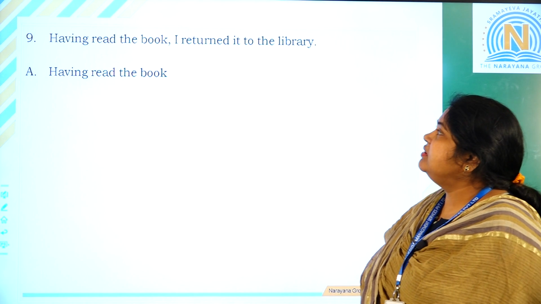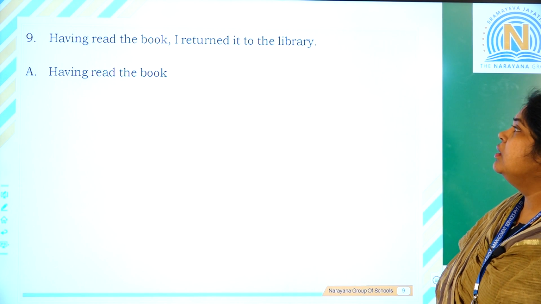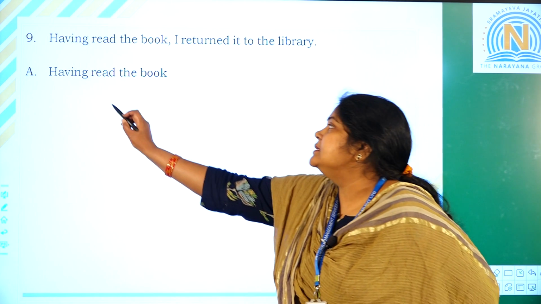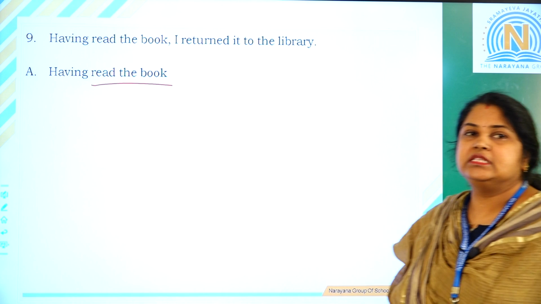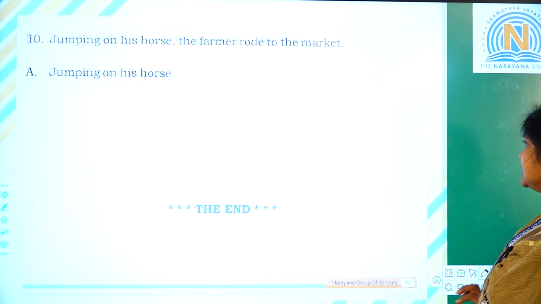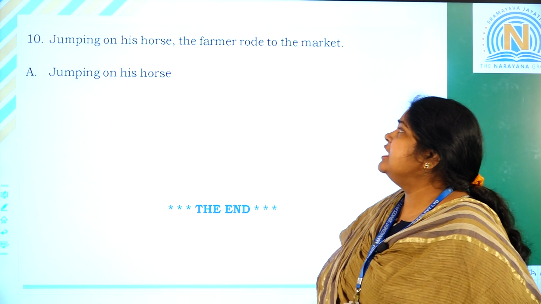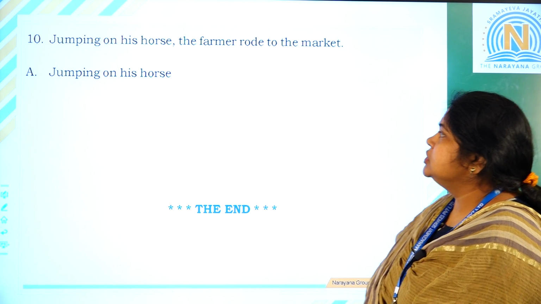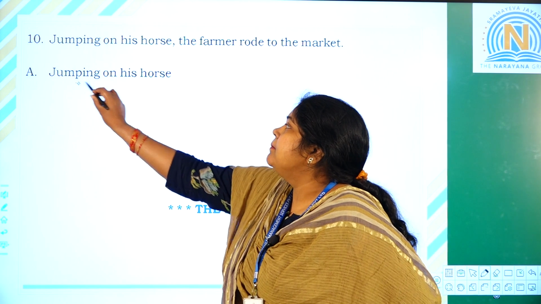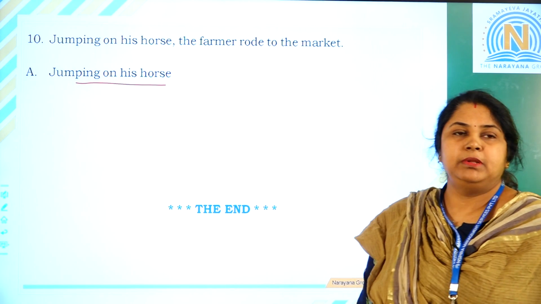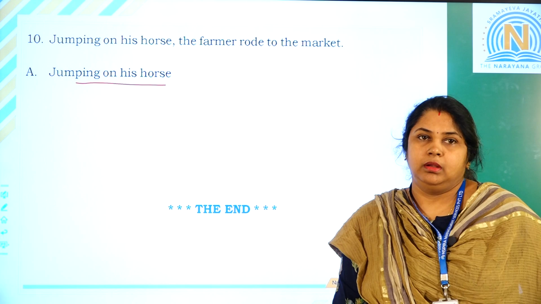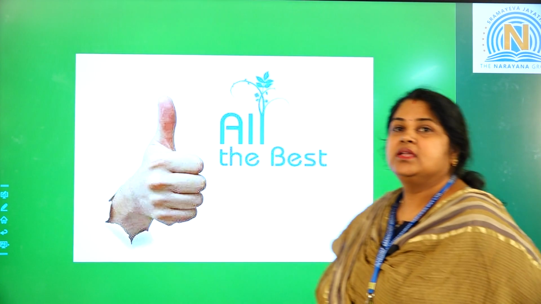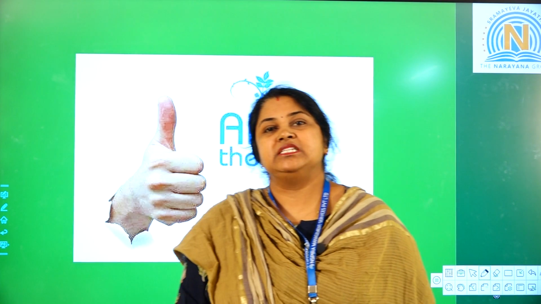Next, having read the book, I returned it to the library. Having read the book is a non-finite clause. It is a present participle. Next, jumping on his horse, the farmer rode to the market. Jumping on his horse is a present participle non-finite clause, right students? By this we have completed our session.